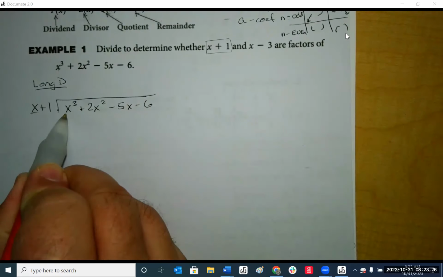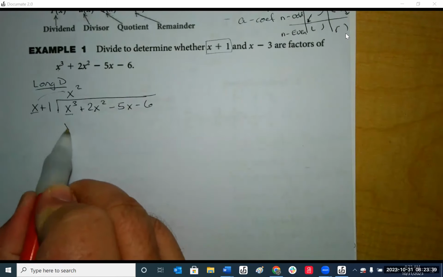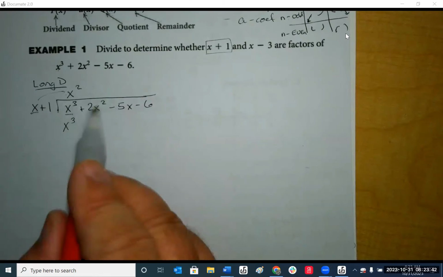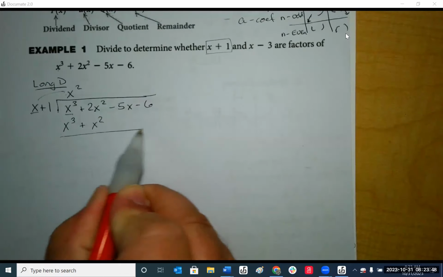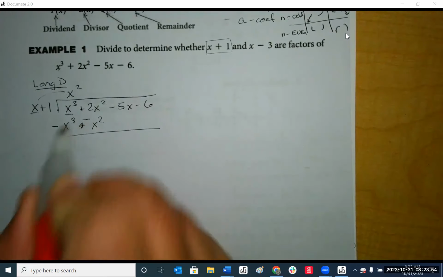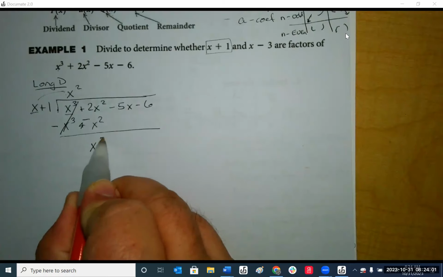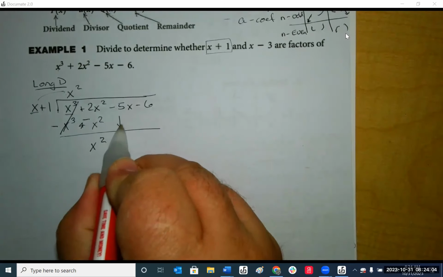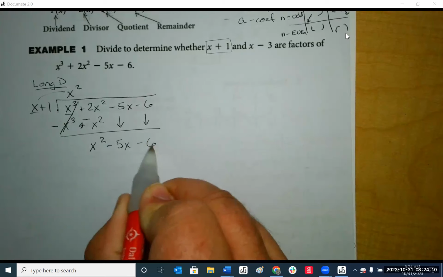Look at the first terms. What times x gives me x cubed? X squared, very good. So now we multiply. X squared times x is x cubed. Positive times positive is positive. X squared times 1 is x squared. Change the signs and add. So those cancel. 2 minus 1 is 1, x squared. And bring down everything else. Negative 5x minus 6.